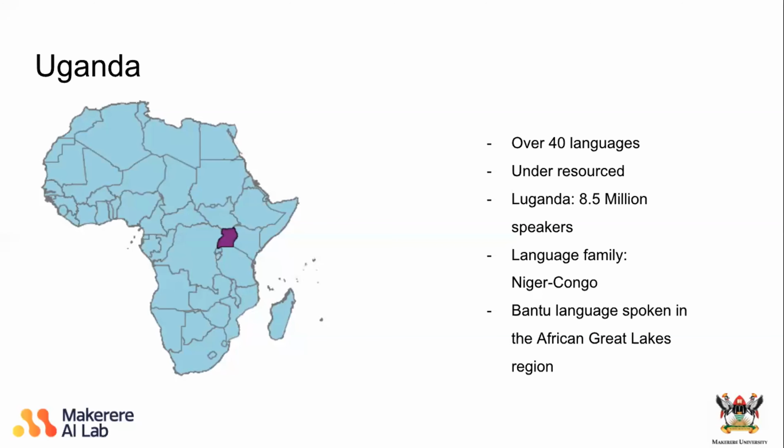For our case, if you look at Uganda, we have over 40 languages, and all of these are under-resourced. So how can we build speech technologies that can really work for us in a land with over 40 languages that are under-resourced? For this presentation, I'm going to focus on Uganda, which has over 8.5 million speakers, and is from the Niger-Congo language family. This is really important because when building speech models for low-resource languages, we try to take advantage of transfer learning, and most of our languages are from the same family. They have the same alphabet. So this is something good for us to take advantage of.